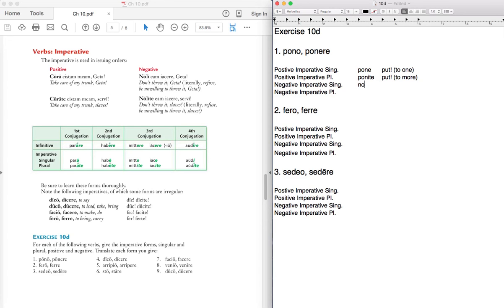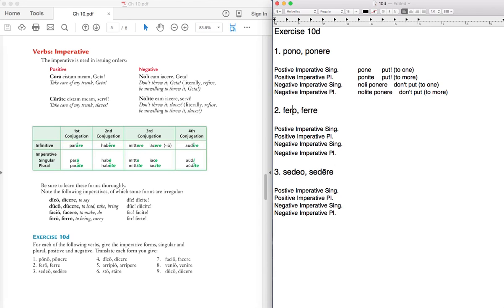So here we go. Noli ponere. Don't put, to one person. And nolite ponere. Don't put, to more than one person.